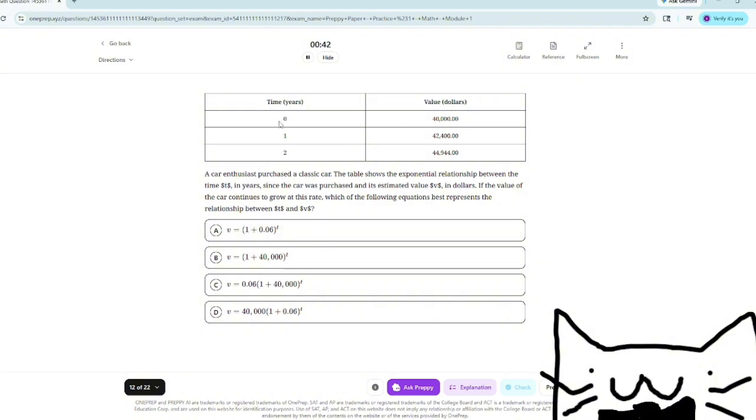Let's see. At time of 0, does the value equal 1? No. You do this for this too. This one, you can do it for that. Then it's going to be 0.06, which is not the right answer. But this is your right answer. If you replace 0 for t, you have 40,000 parentheses 1 plus 0.06 close parentheses to the power of t. I mean 0. And this whole expression is to the power of 0, which means it equals 1. So 40,000 times 1 is 40,000.